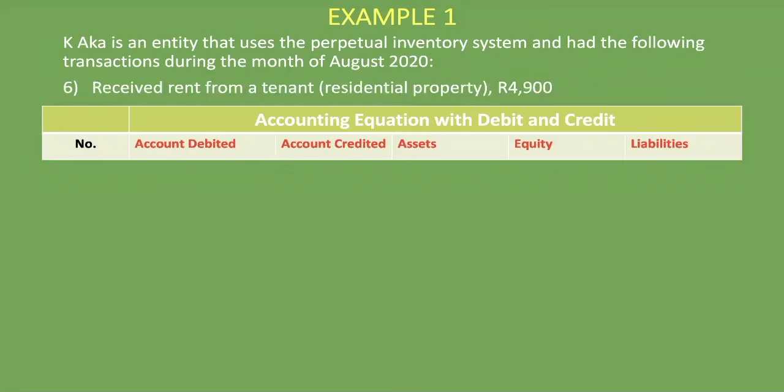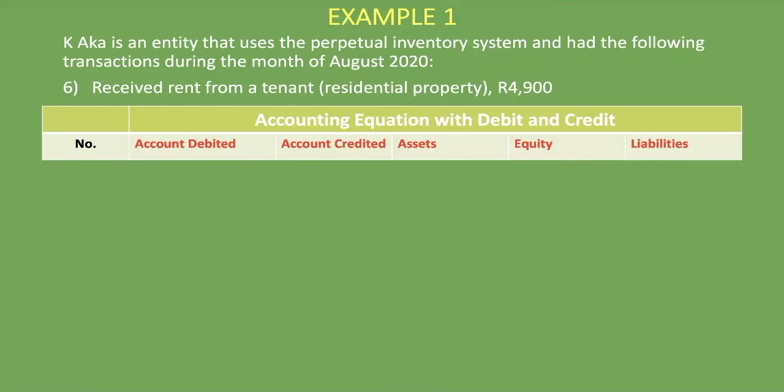We're told here that you received rent from a tenant, and this is for a residential property, 4,900 rand. Why do they tell us that it is for a residential property? Well, in this case, there is no VAT applicable. Remember, they told us all amounts include VAT at 15% where applicable. Well, here they don't have to tell us that it's not applicable because we know that rent from a tenant is not VAT inclusive, especially if it's a residential property. So we're going to ignore VAT on this one, or we're going to leave it out.